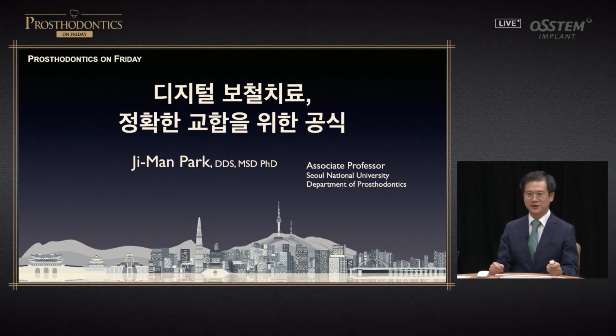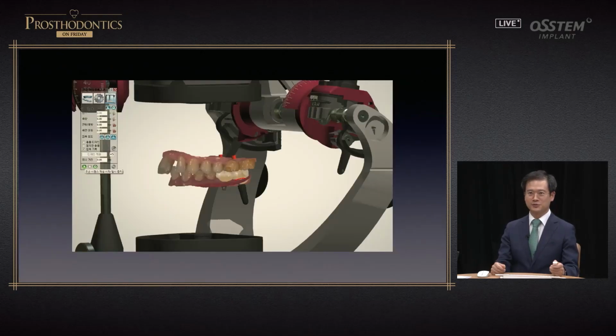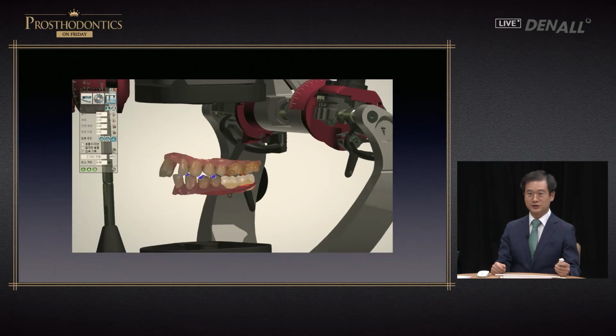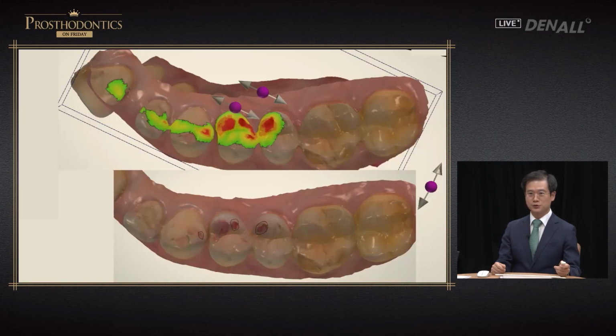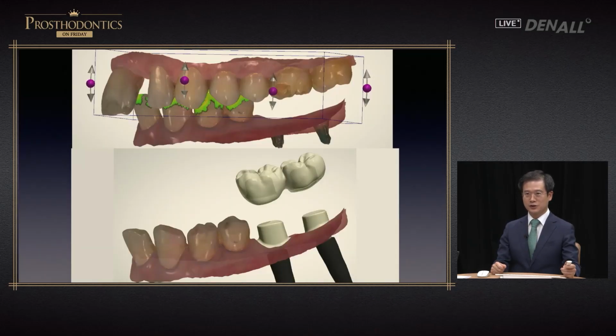Greetings, I'm Professor Park Ji-man from Seoul National University. Today I'm going to talk about accurate occlusion for digital prosthesis. I'm sure you're used to the articulator. This is the virtual articulator. We can apply movements so that lateral force is not applied to the implanted prosthesis. To give you a tip, if you make an oral scan, the color map shows the distance between upper and lower. If you mark occlusal contact points as shown below and scan it, it is shown in color, and if you use that on the color map, accurate occlusion can be registered.